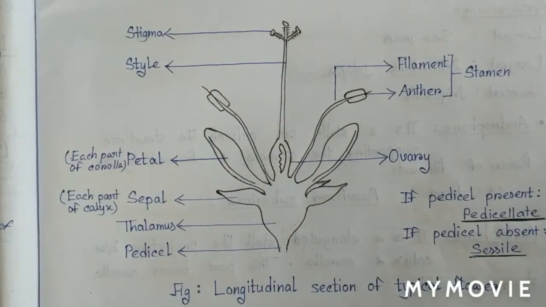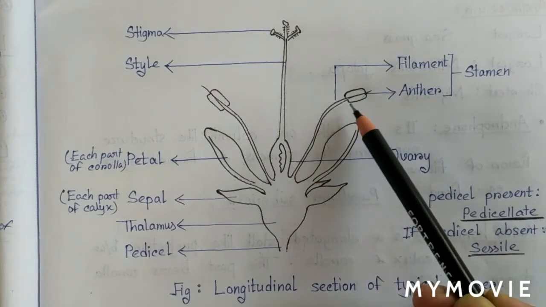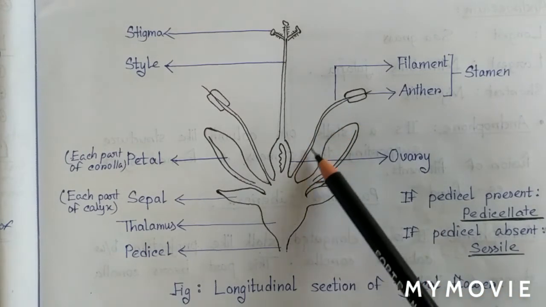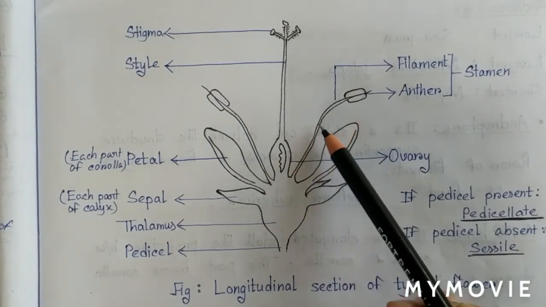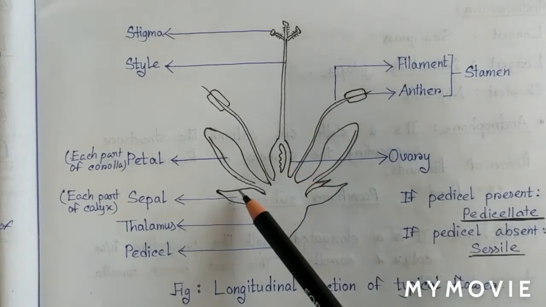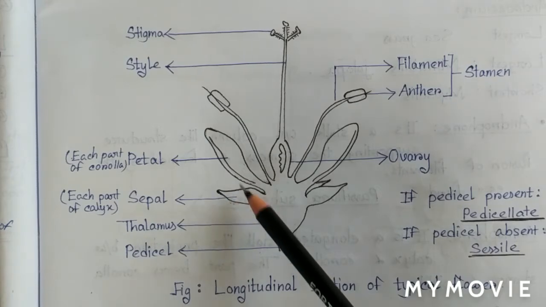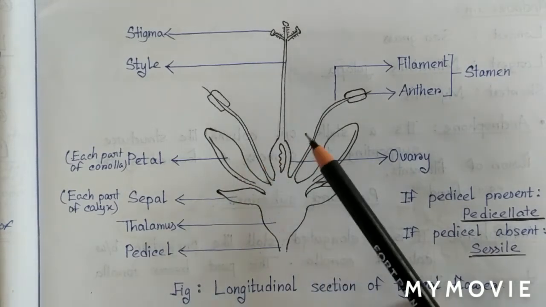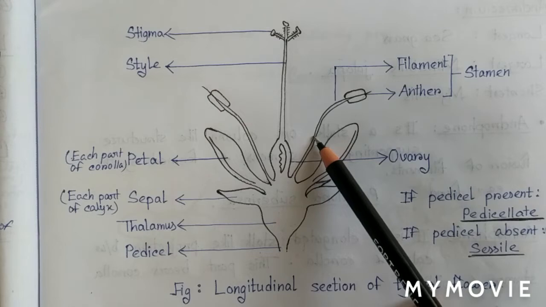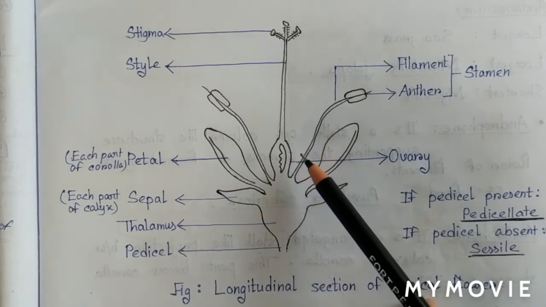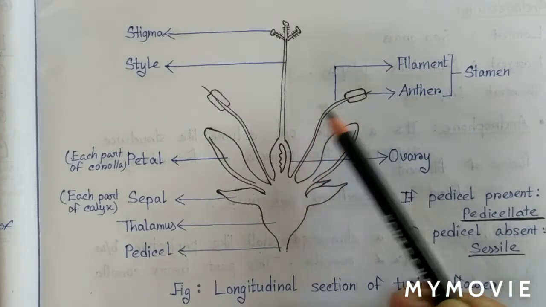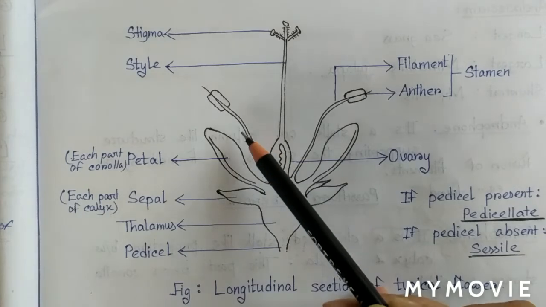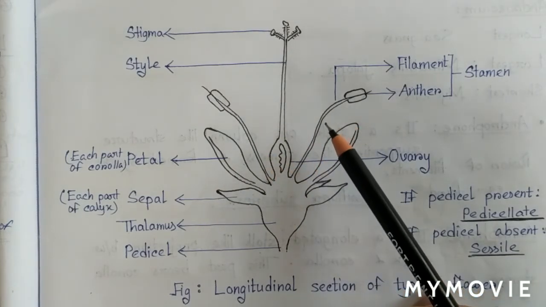Now, androecium. This part is known as androecium or male reproductive part. It is the third whorl of the flower. Sepal or calyx is the first whorl, petal is the second whorl, and male reproductive part or androecium is the third whorl of the flower. Each part of androecium is known as stamen. This is a stamen, this is also a stamen, and totally they are called androecium.